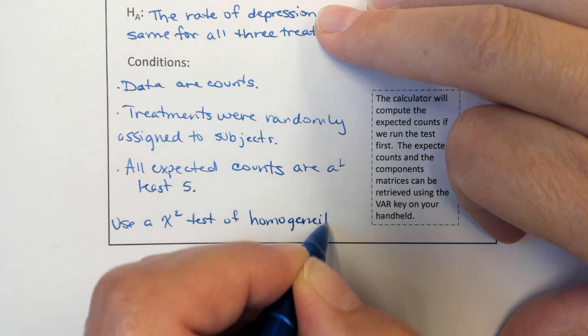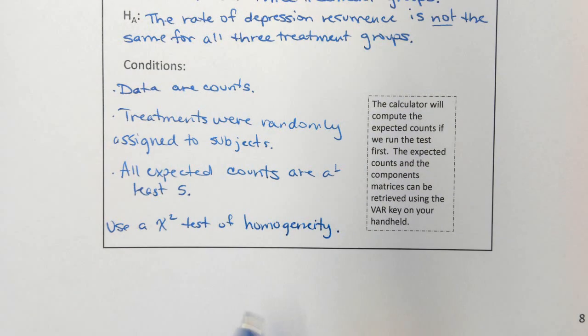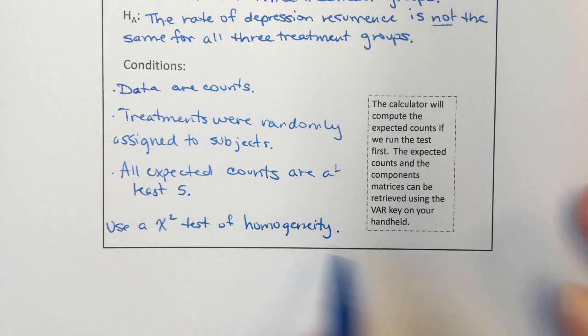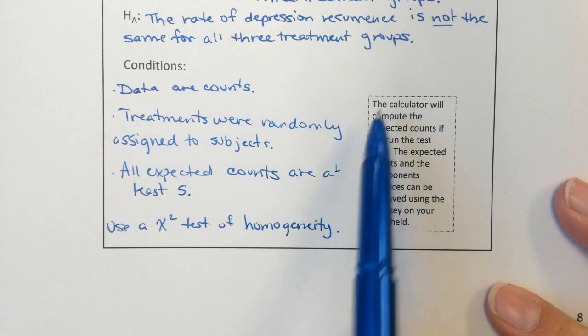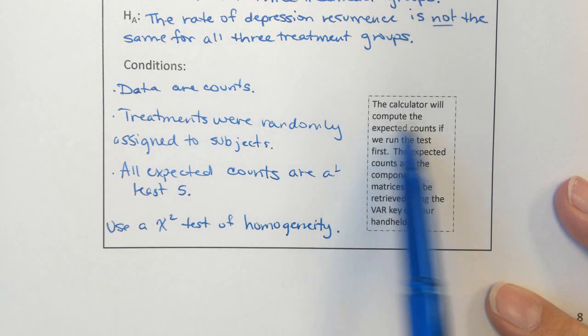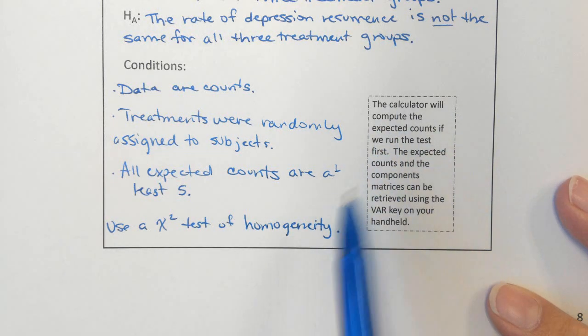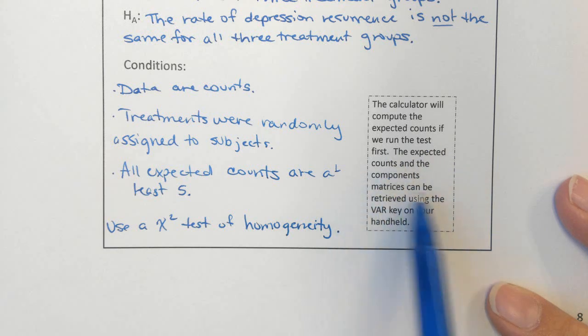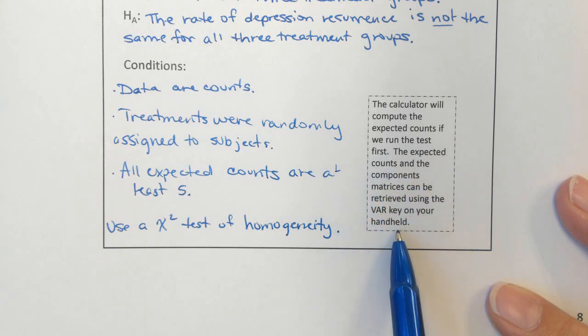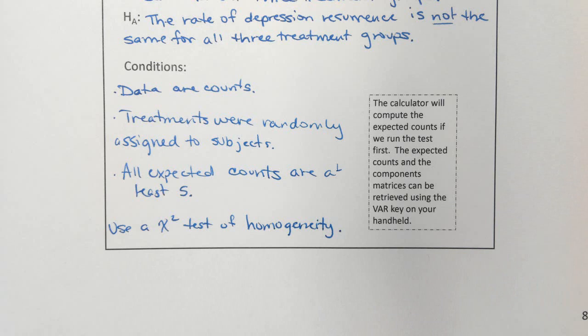homogeneity. And it's a homogeneity test because we're checking to see if 3 treatment groups are the same. Homogeneous. Same. You'll notice there's a note over here about the calculator. It'll compute the expected counts if we run the test. And the expected counts in the components matrices can be retrieved with the variable key on your handheld. Okay. So, 2 done, 2 to go. So now let's move on to the mechanics of the test.